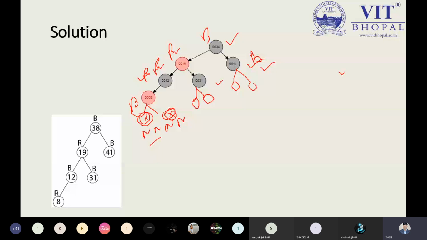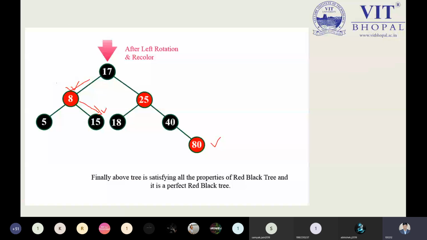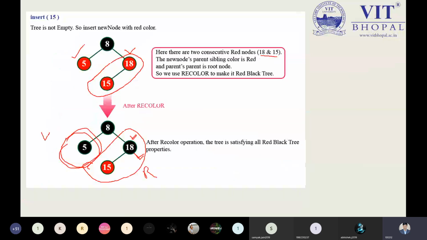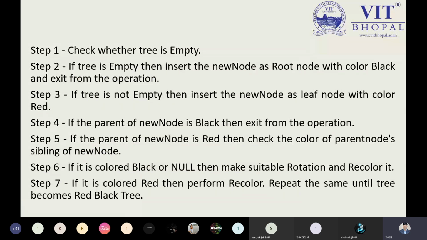a red black tree, we are performing insertion implicitly. So here we have the generalized algorithm. This is the generalized algorithm for inserting a new node into the red black tree: check whether the tree is empty or not. If it is empty, then insert a new node as the root node with color black. So this is the algorithm. I will share this algorithm with all, and please go through it and you will find out.